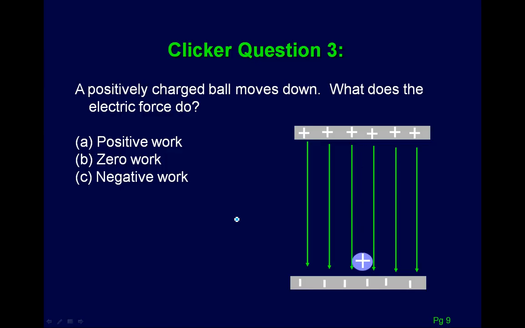And so, in the same situation, this positive charge ball moves down. What does the electric force do? Does it do positive work, zero work, or negative work? What do you think? Okay, hopefully you got that it does positive work.